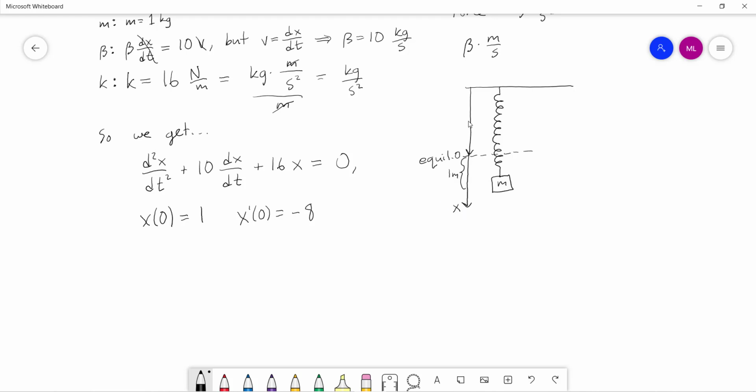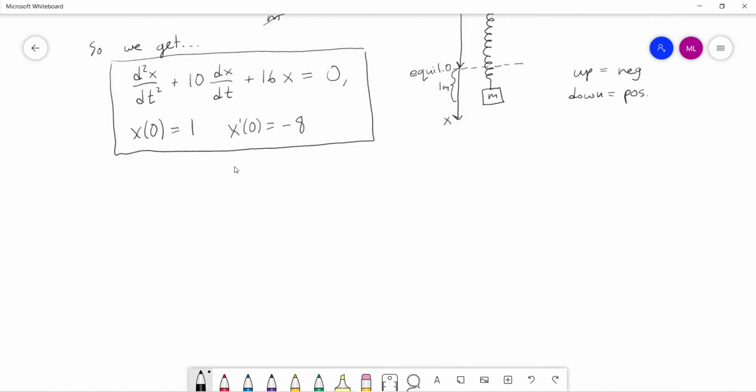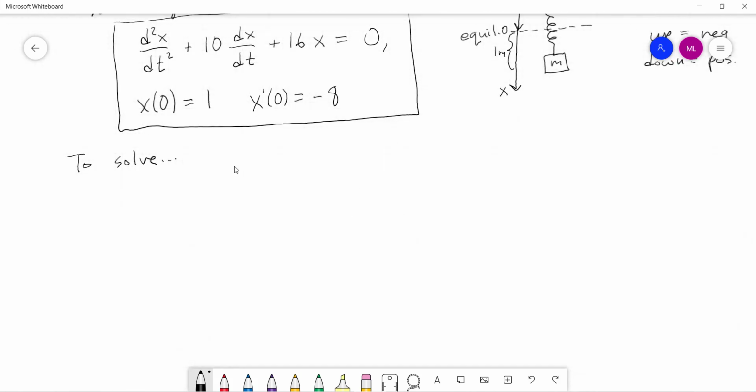So just remember, down equals positive in this case, and up equals negative according to our drawing. And so this is the differential equation with the appropriate initial conditions. We would solve this relatively straightforwardly using our, let's just do this one. So to solve, we get our characteristic equation.